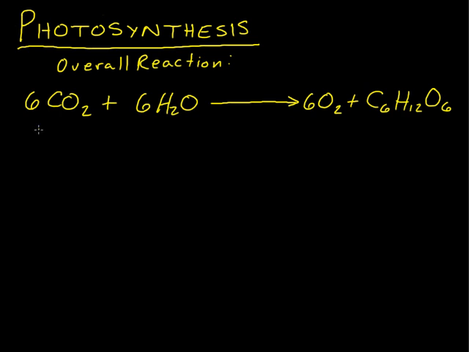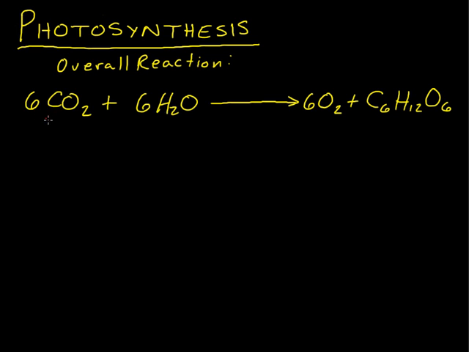And so we would describe this as saying 6 molecules of CO2, which is carbon dioxide, plus 6 molecules of H2O would yield, and this is called a yield arrow when we write a chemical reaction, 6 molecules of O2 and 1 molecule of this C6H12O6 stuff. So let's talk about each of these individual components of photosynthesis. We'll start talking about CO2 first.